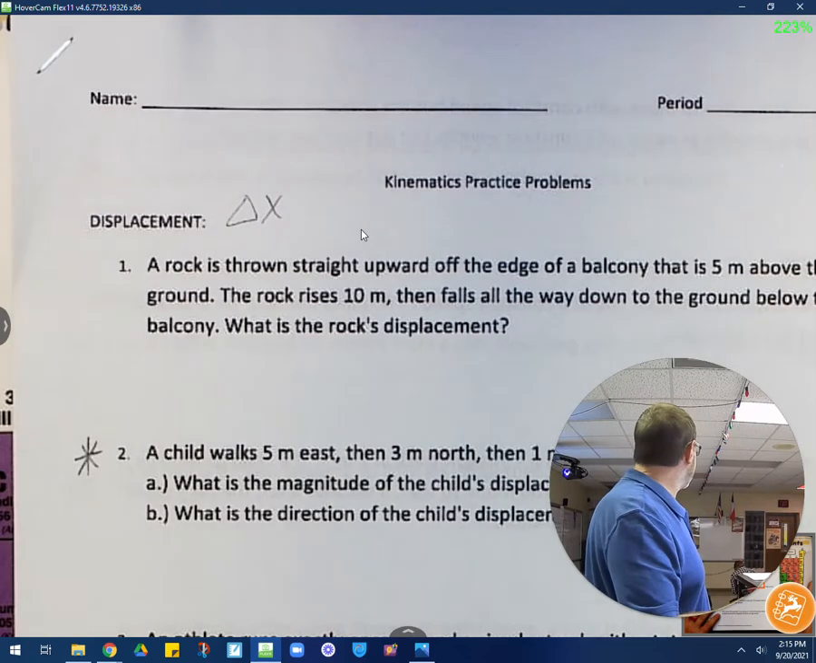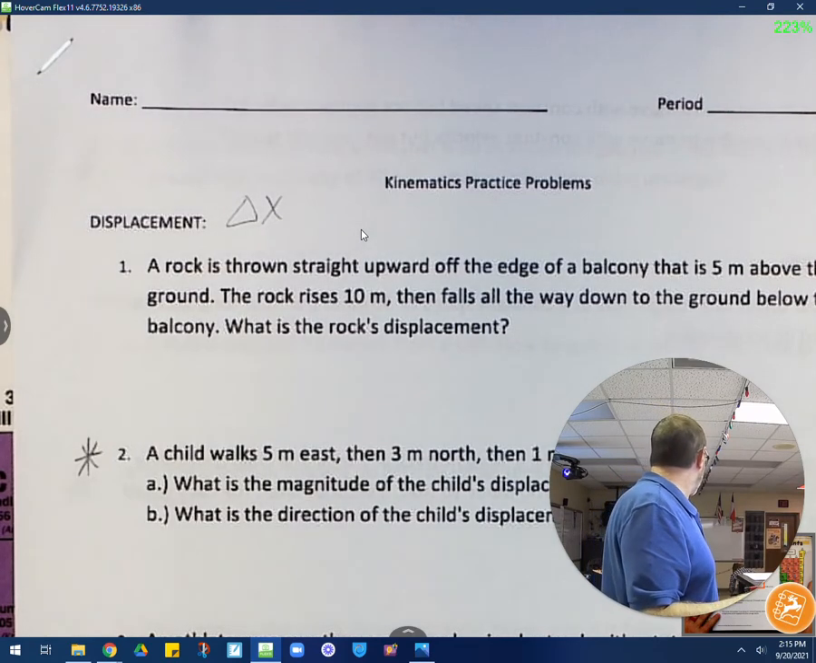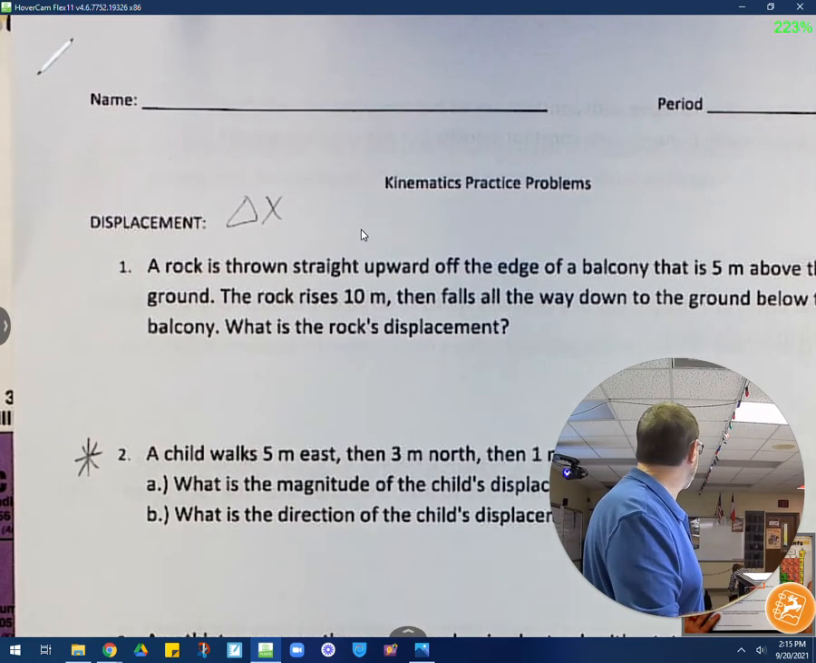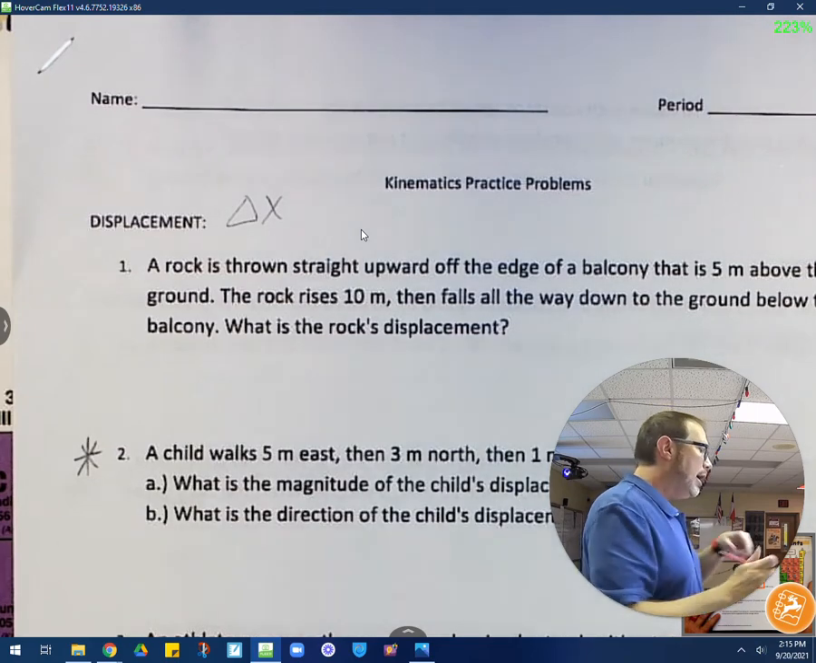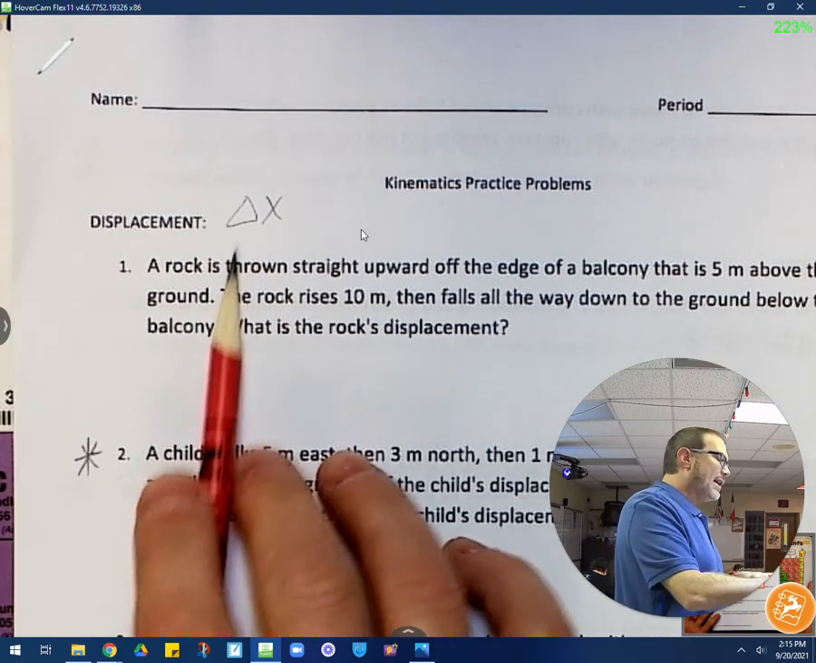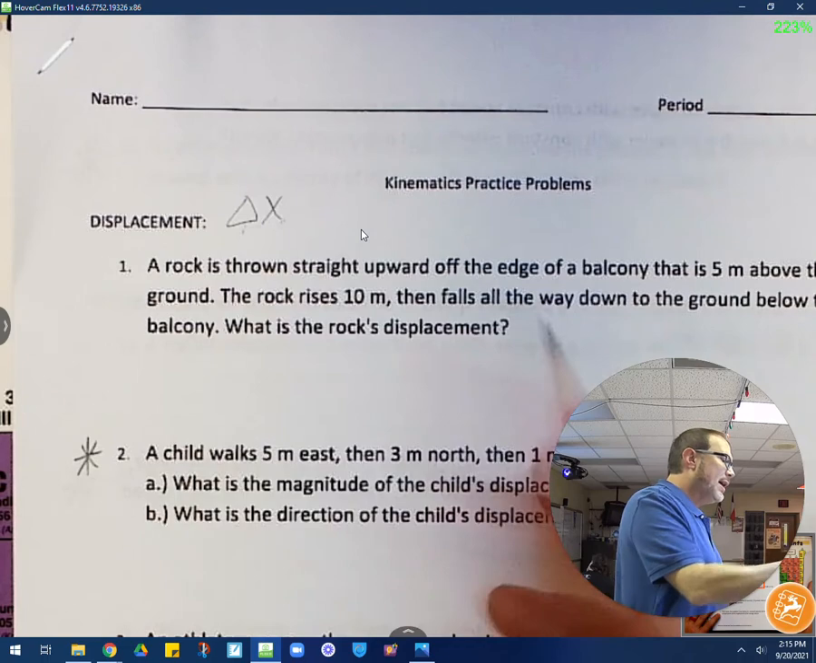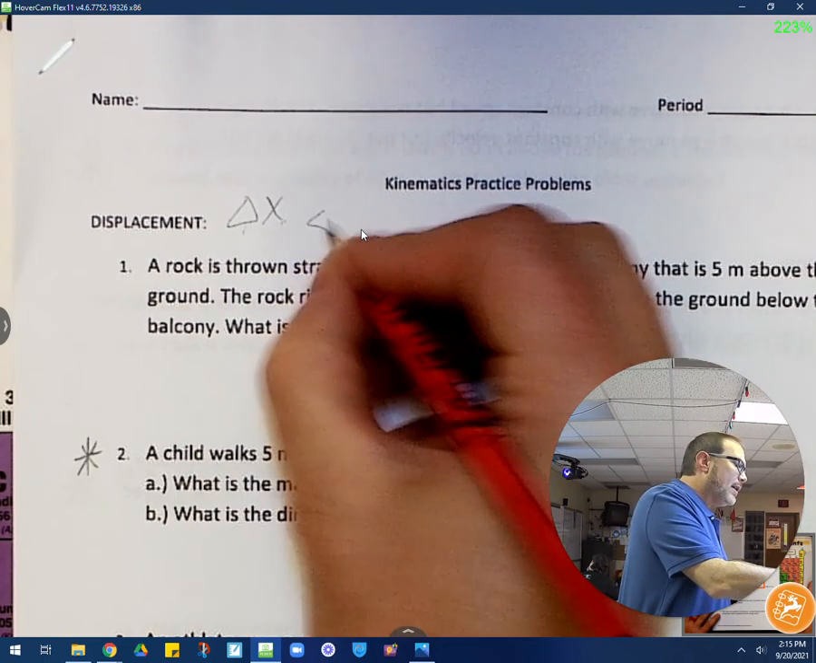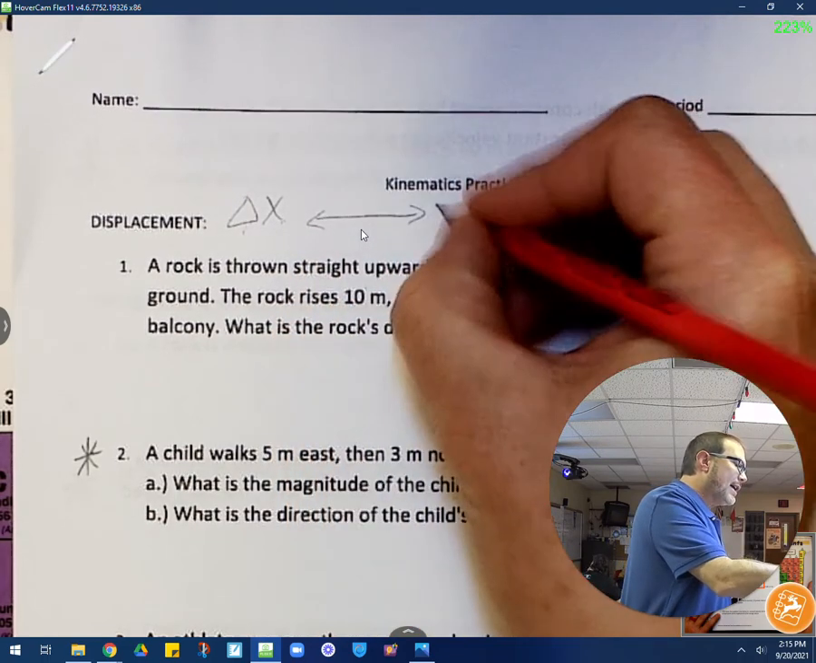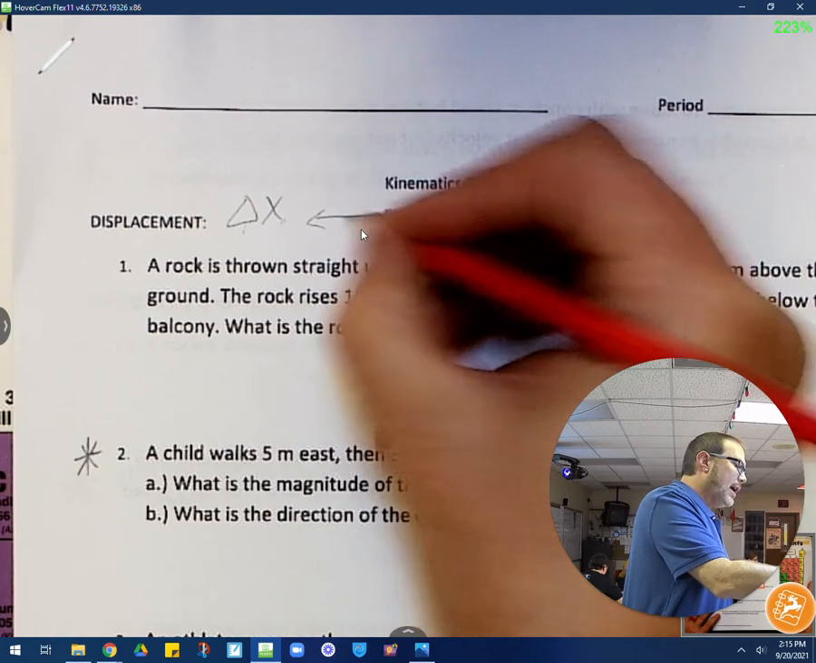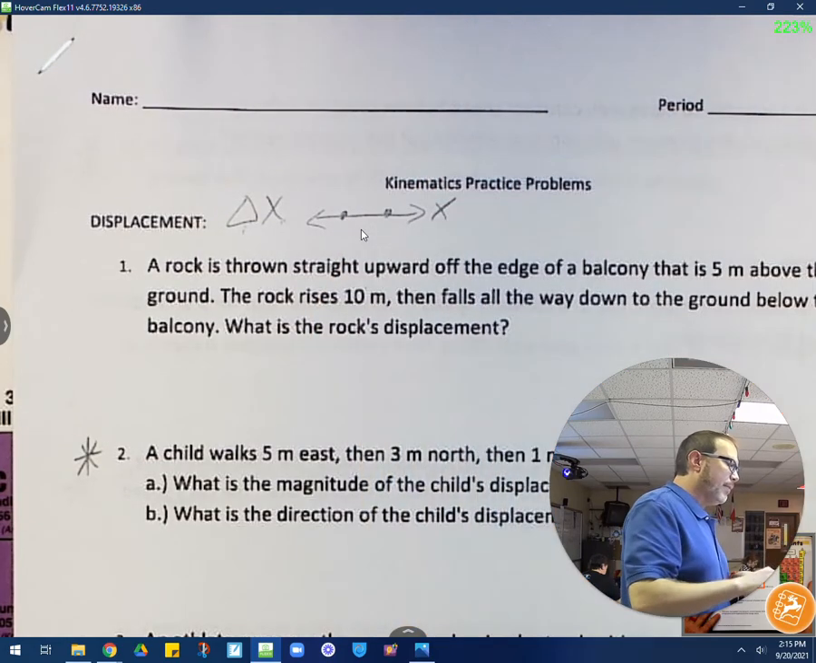Sometimes it's symbolized as delta y, as we'll see when we get into projectile motion if we're looking at the up and down component to motion. But most of the time, delta x, or just change in x, as though you've got a graph on an x-axis and you're looking at your difference in position there.